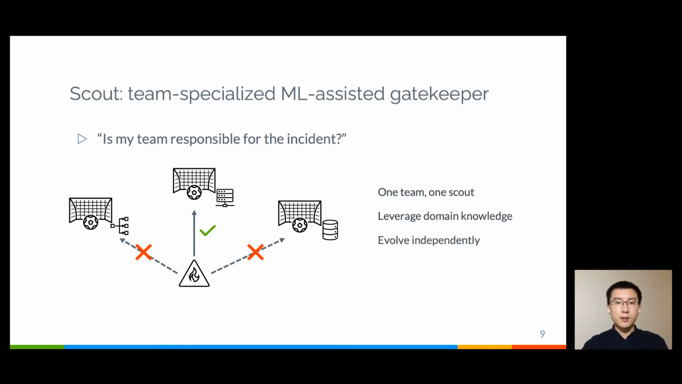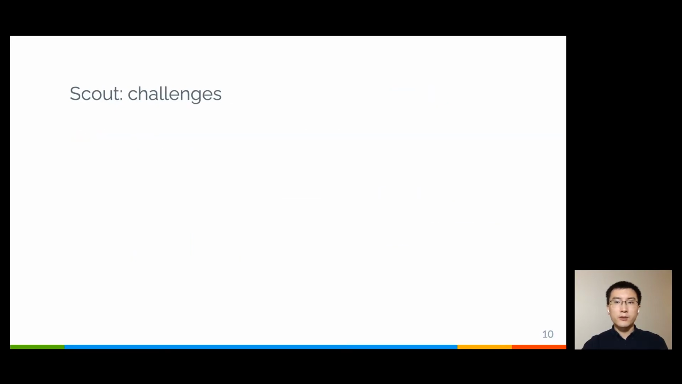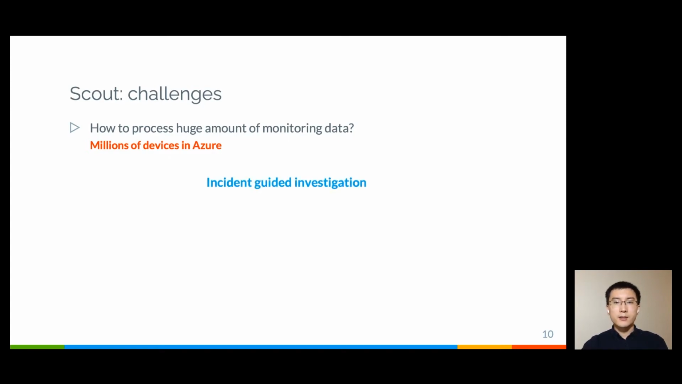Thirdly, each team can evolve its own Scout independently without affecting other teams' Scouts. To build such a Scout, we found there are three challenges. As we said previously, the Scout should leverage the monitoring data available. But since there are millions of devices in Azure, the amount of related monitoring data is huge. How to process them? Our insight is the incident itself can guide the investigation.